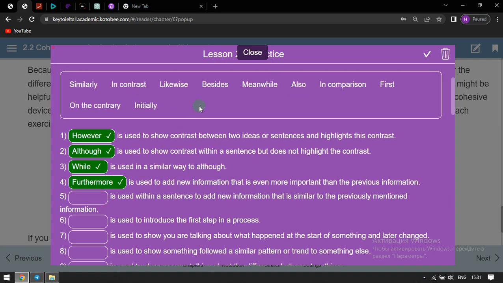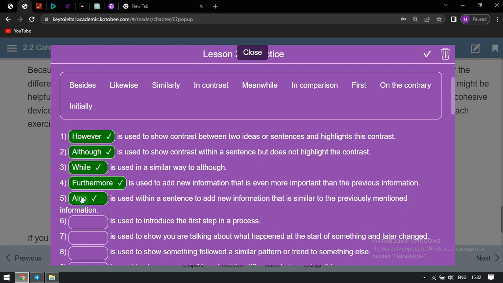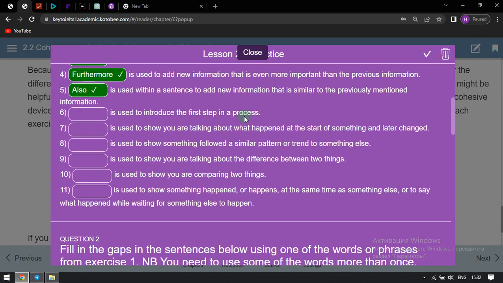No, this is wrong. What about likewise? No. We need to pay attention. Bu gapni ichida ishlatiladi, bitta gapni ichida ishlatiladi deyapti. Hop. That is similar to besides. No. I don't know. Maybe also. Yeah, also. Is used to introduce the first step in the process.